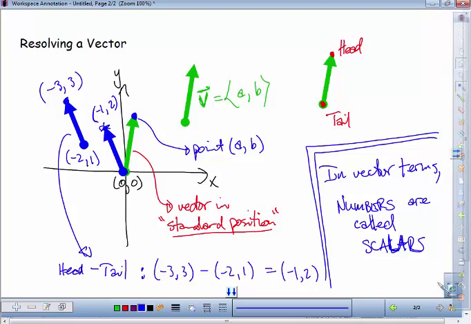So when we begin looking at a lot of vector terms and ideas, we're going to need to distinguish a scalar from a vector. Okay, so let's throw that out there. And now let's go back to our adding and subtracting and see what the geometry looks like and all that stuff.